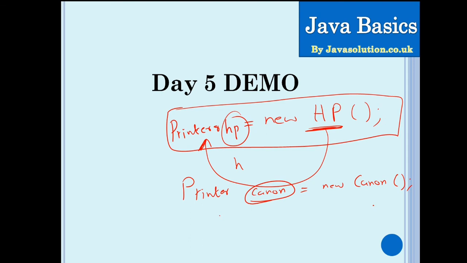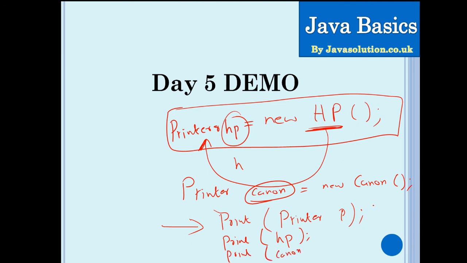If you want to print it, what you need to change in your print method now is, you say print, and then you specify a printer P. So if I'm going to call this method, I just say print and pass it HP. If I need to call it for a Canon, I will just say Canon.